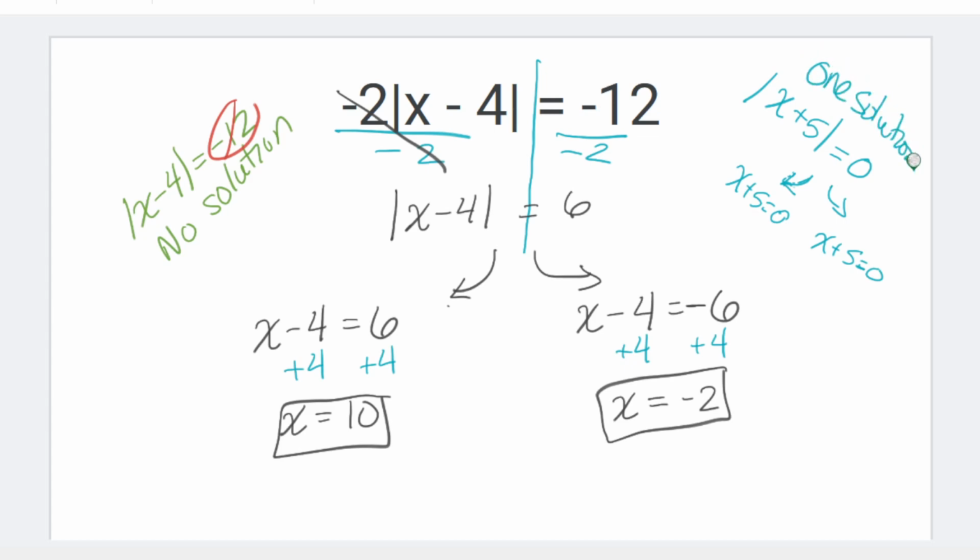But there you have it. So get your absolute value bars by themselves, split it into a positive and a negative, and then solve the mini equations.